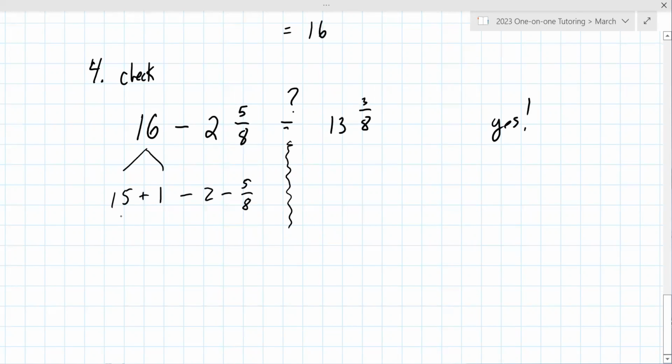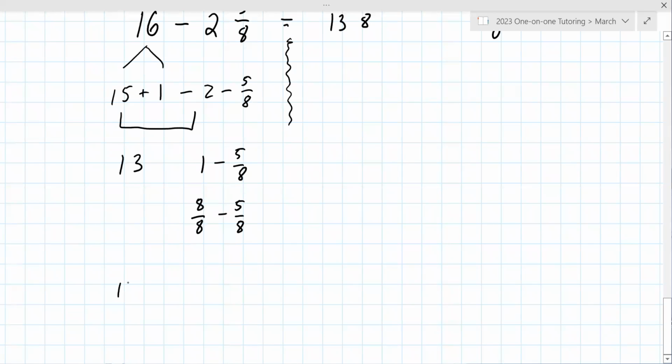Like this is, I believe, how we worked it out. 15 minus 2 is 13. And then you've got to do 1 minus 5/8. And that becomes 8/8 minus 5/8. Just becomes 13 plus 3/8. Okay. And that would become 13 3/8.